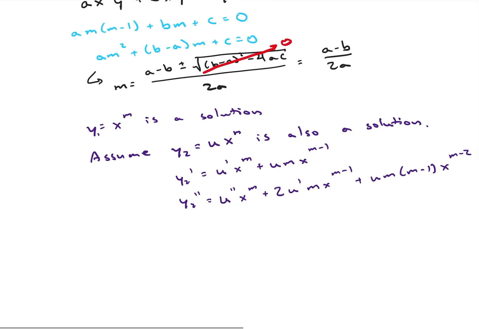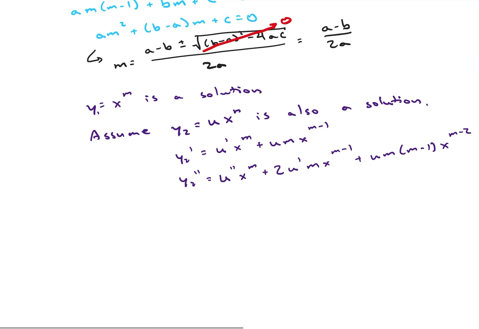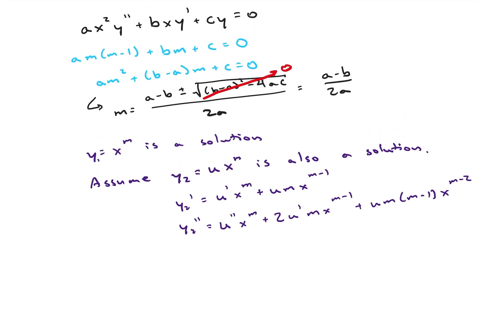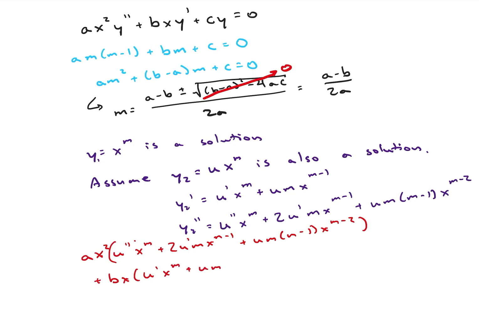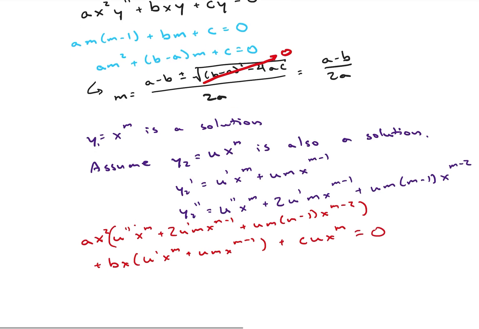All right, so here's where it gets a little bit interesting with our problem. We're going to go ahead and plug these into our general Cauchy-Euler equation. So we're going to get a times x squared times our second derivative, which is u double prime x to the m plus 2u prime m x to the m minus 1 plus u m(m minus 1) x to the m minus 2, plus bx times u prime x to the m plus u m x to the m minus 1, plus c u x to the m. That whole thing is going to be equal to 0.